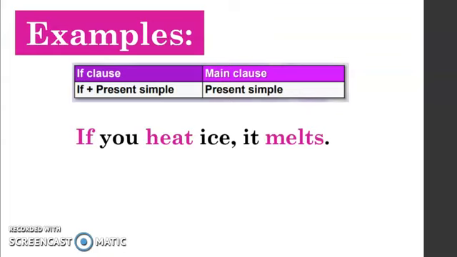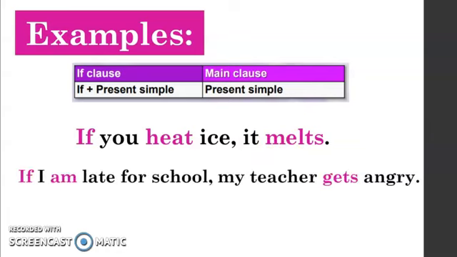Yes, because in the if clause, we use present simple, and in the main clause, another present simple. Then we can say that this is a zero conditional type of sentence. How about the next one? Still, it is a zero conditional because in the if clause, we have the present simple of the verb and then another present simple of the verb in the main clause.